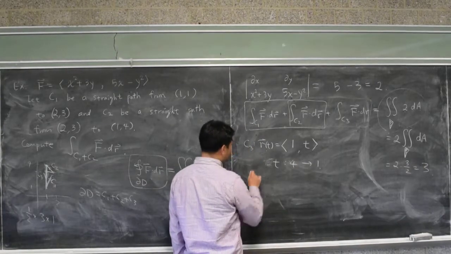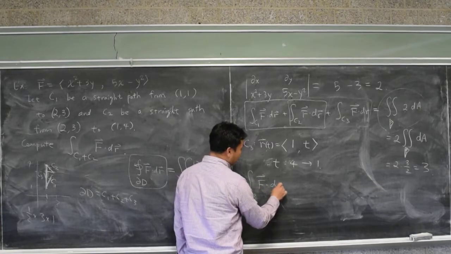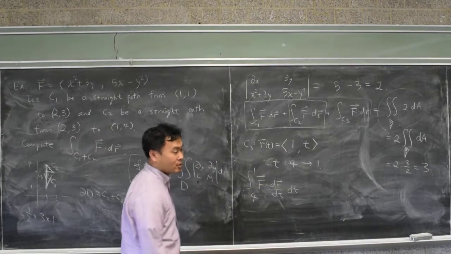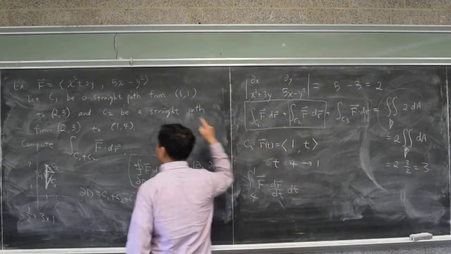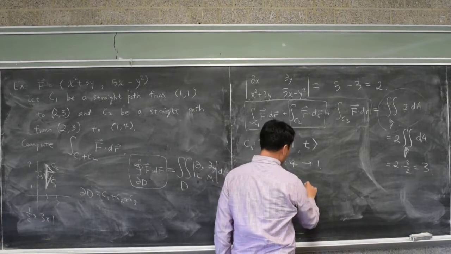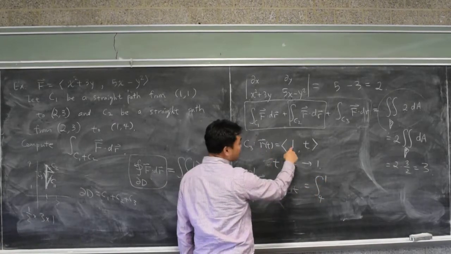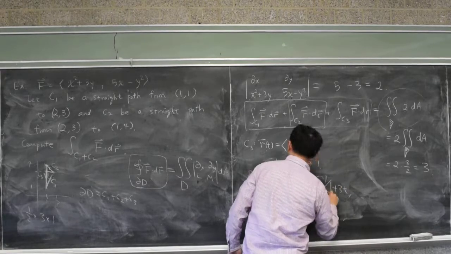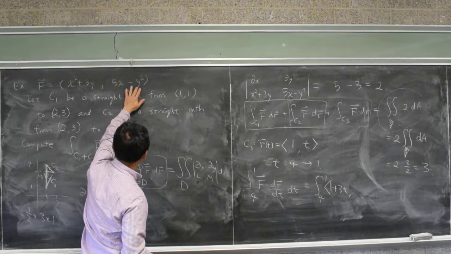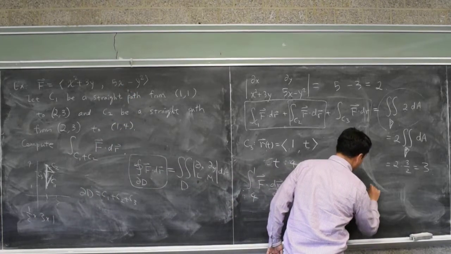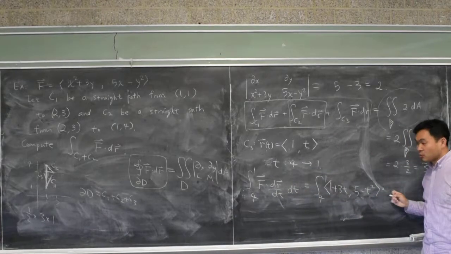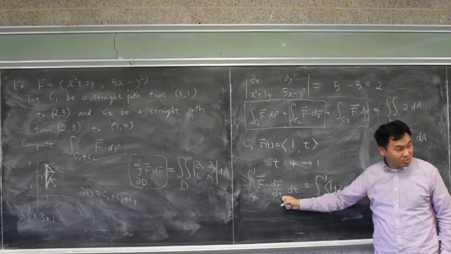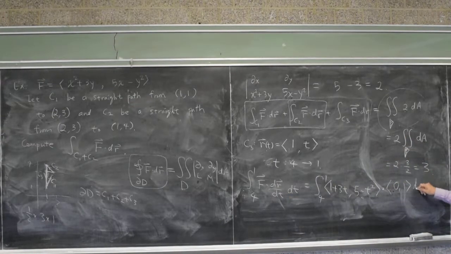So when you take the integral over C3 of F dot dr, you divide by dt, multiply by dt. So t goes from 4 to 1, and these two values should be plugged in here and there. Okay, let's continue. If I plug in 1 for x and t for y, this gives you 1 plus 3t. What about this one? 1 for x and t for y, so it's 5 minus t squared. Dot it with, what should I dot it with? 0, 1, because you're differentiating. Not this thing, you have to use the derivative, which is (0, 1). Okay, so that's not too bad.